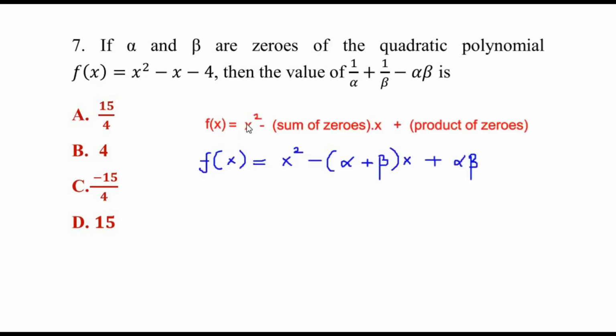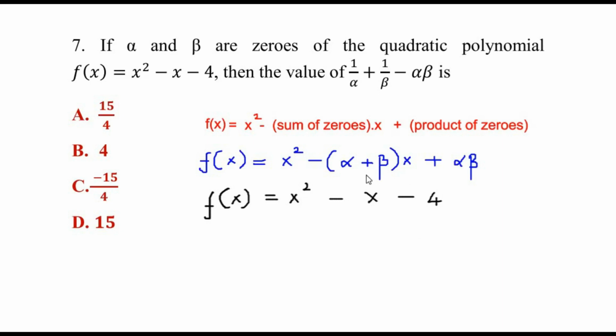So f of x is equal to x square minus sum of zeros times x plus product of zeros. Now in terms of alpha and beta we write it as f of x equal to x square minus sum of zeros, alpha plus beta, times x plus product of zeros, alpha times beta. Now let us write down the expression which they have given just below this alpha beta formula. So they have given here f of x is equal to x square minus x minus 4.